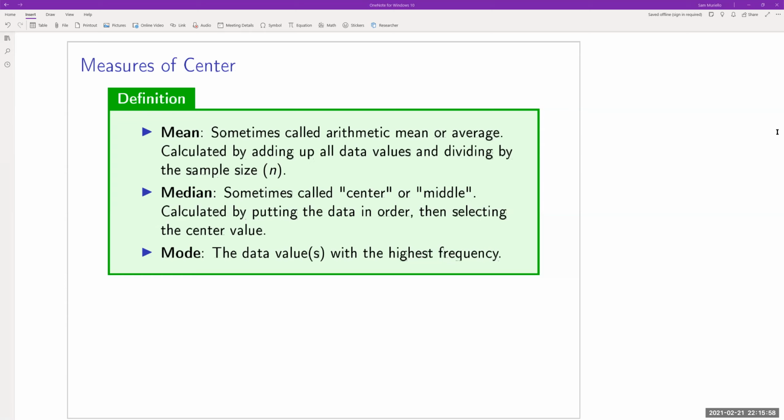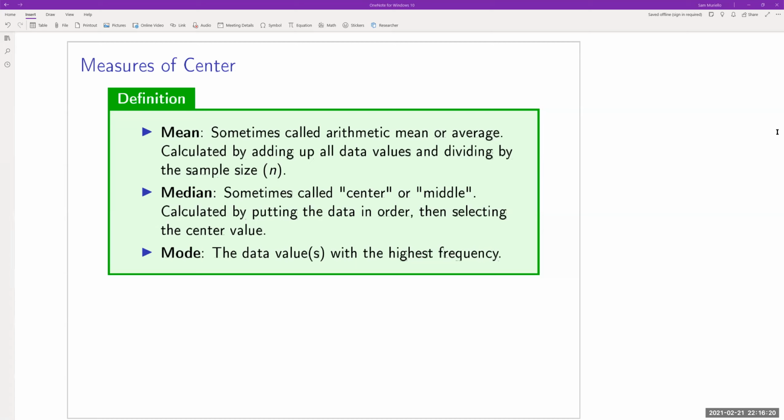The second method is known as the median, which is sometimes called the center or the middle. The median is calculated by taking all of the data, putting it in order, and then selecting the center value. If there's an even number of data values, we will average the 2 center ones by taking the mean of them.